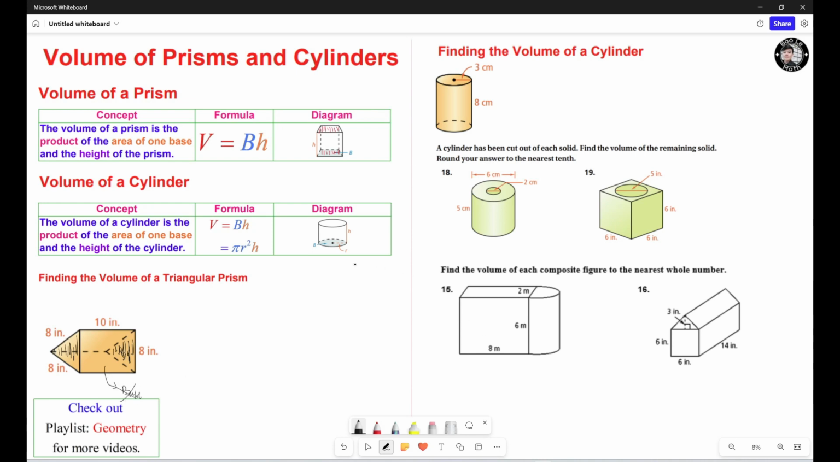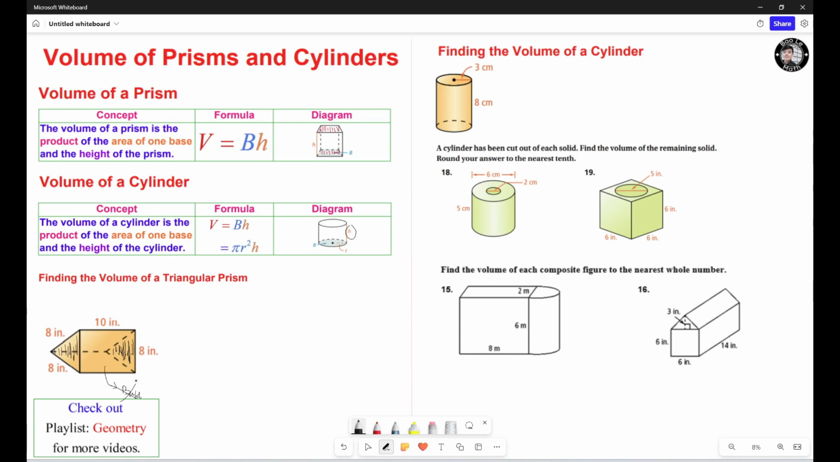Okay. All right. So the volume formula for the prism equals B times H. B is the area of one base. H is the distance between two parallel bases. All right. The volume of the cylinder equals B times H. The area of the base is going to be pi r squared because the base is the circle. H is the height of the cylinder.